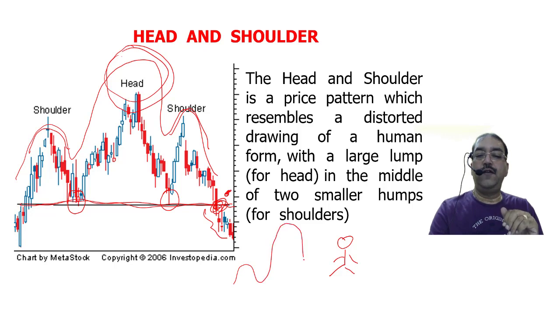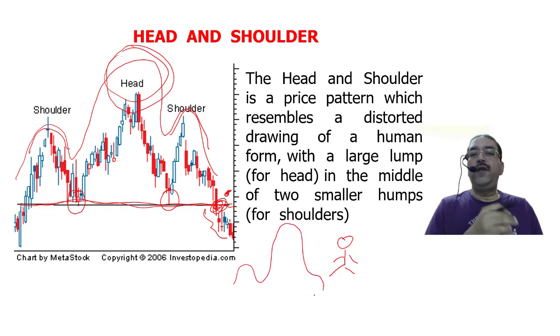This is the shoulder, this is the head, and this is the shoulder. So distorted. Distorted means not wrong. It is a rough figure with a large lump for the head in the middle and two smaller humps for shoulders. So this is called head and shoulder. Likewise, we have different patterns. The different patterns can take various forms; you can refer to our material. I've given all this in the material.